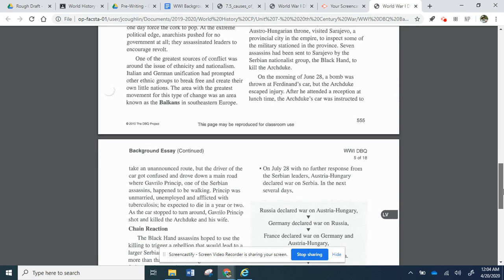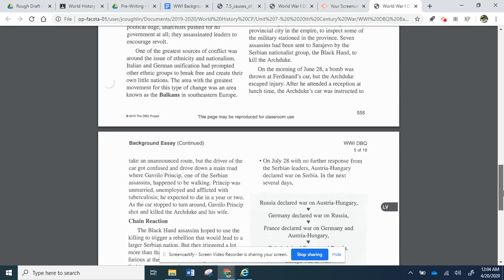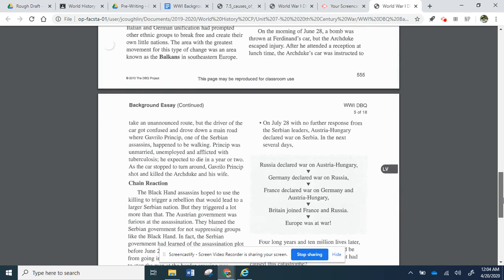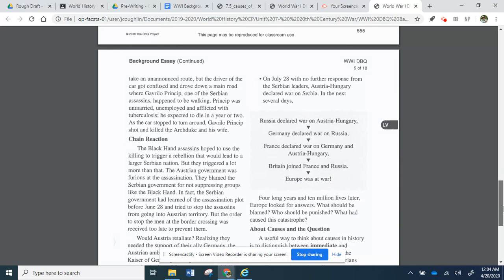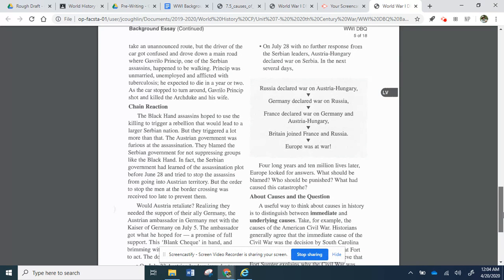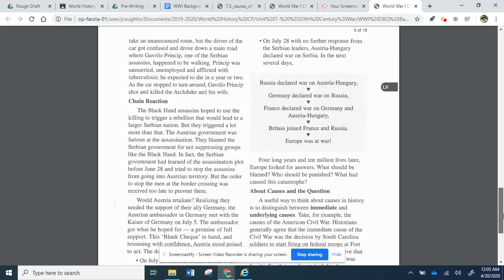On the morning of June 28th, a bomb was thrown at Ferdinand's car, but the Archduke escaped injury. After he attended a reception at lunchtime, the Archduke's car was instructed to take an unannounced route, but the driver of the car got confused and drove down a main road where Gavrilo Princip, one of the Serbian assassins, happened to be walking. Princip was unmarried, unemployed, and afflicted with tuberculosis. He expected to die in a year or two. As the car stopped to turn around, Gavrilo Princip shot and killed the Archduke and his wife.